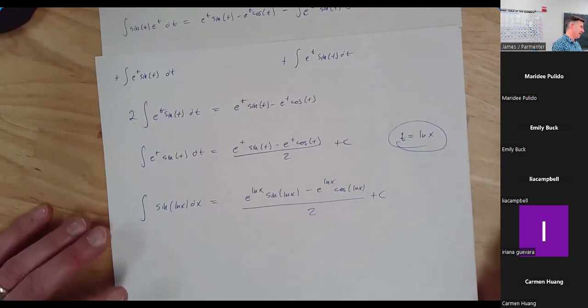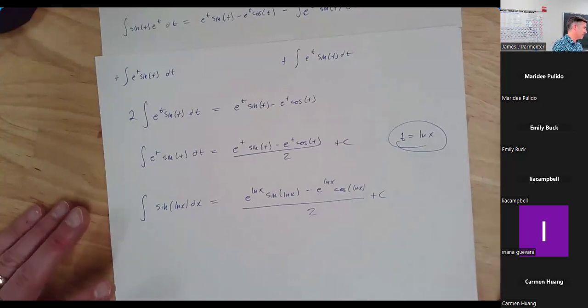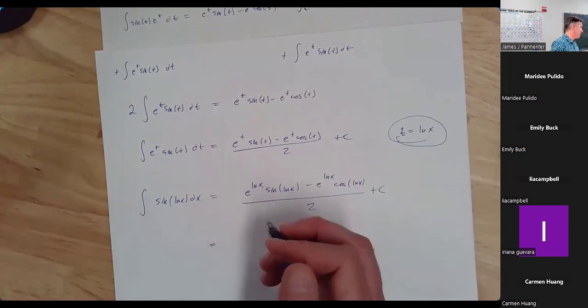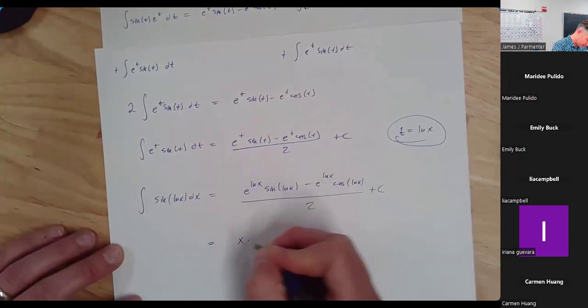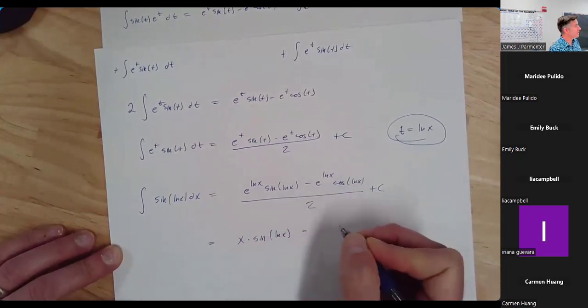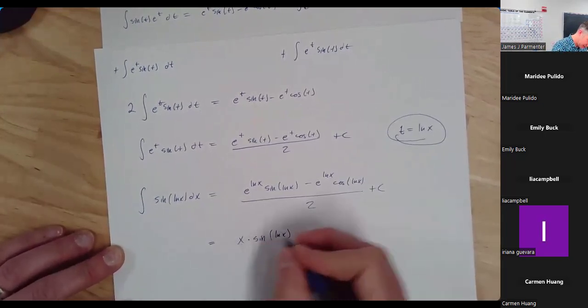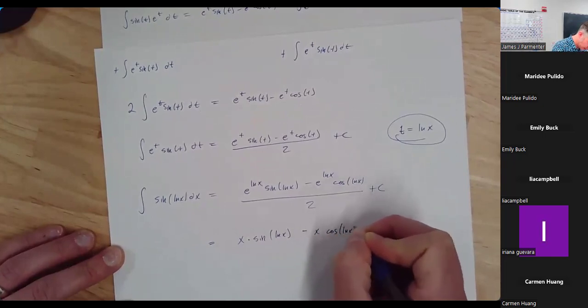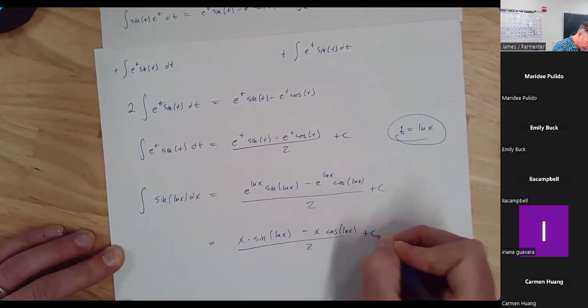And then I really would feel bad leaving it this way. e to the natural log of x, we should really just rewrite that as x. Normally it'd be like, fine, don't simplify, but here, if you don't simplify, I don't want to say you're a bad person, but I wouldn't leave it unsimplified. x times sine of natural log of x minus x times cosine of natural log of x, all divided by 2 plus c. Gross.